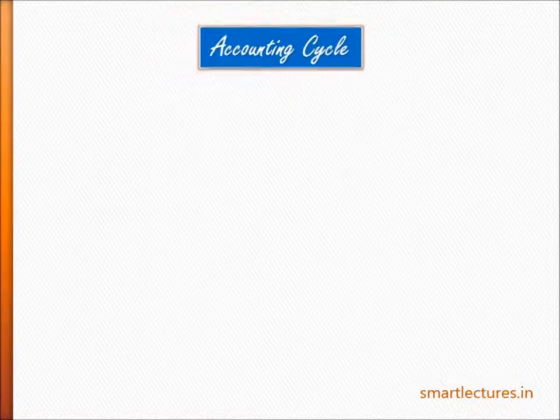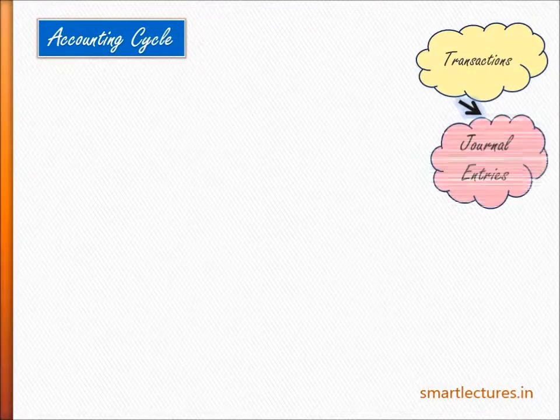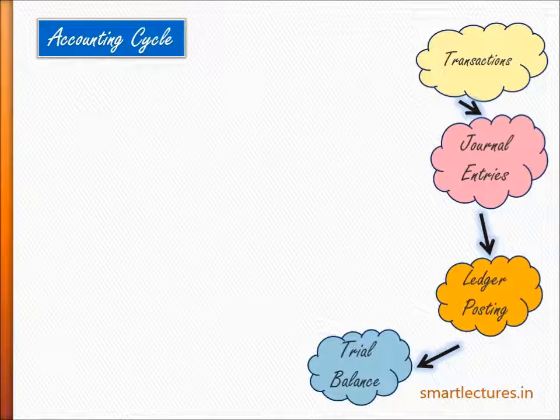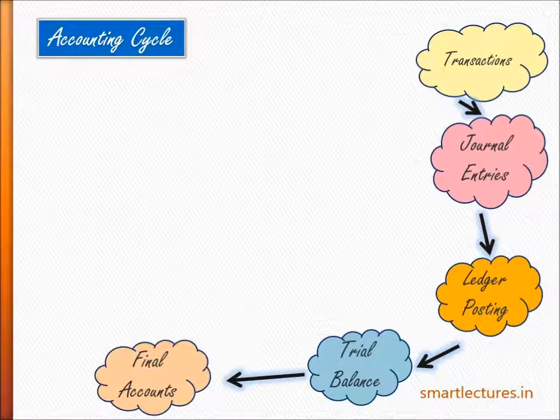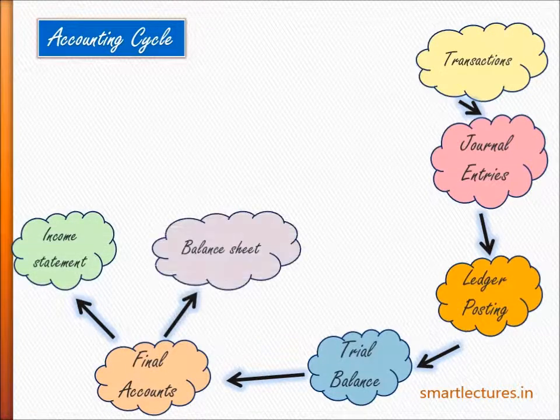Let me remind you about the accounting cycle again. Under this accounting cycle, all the transactions are converted into journal entries. On the basis of journal entries, ledger posting is done, and on the basis of ledger posting, the trial balance is prepared, and on the basis of the trial balance, final accounts are prepared. And final accounts contain the income statement and balance sheet.